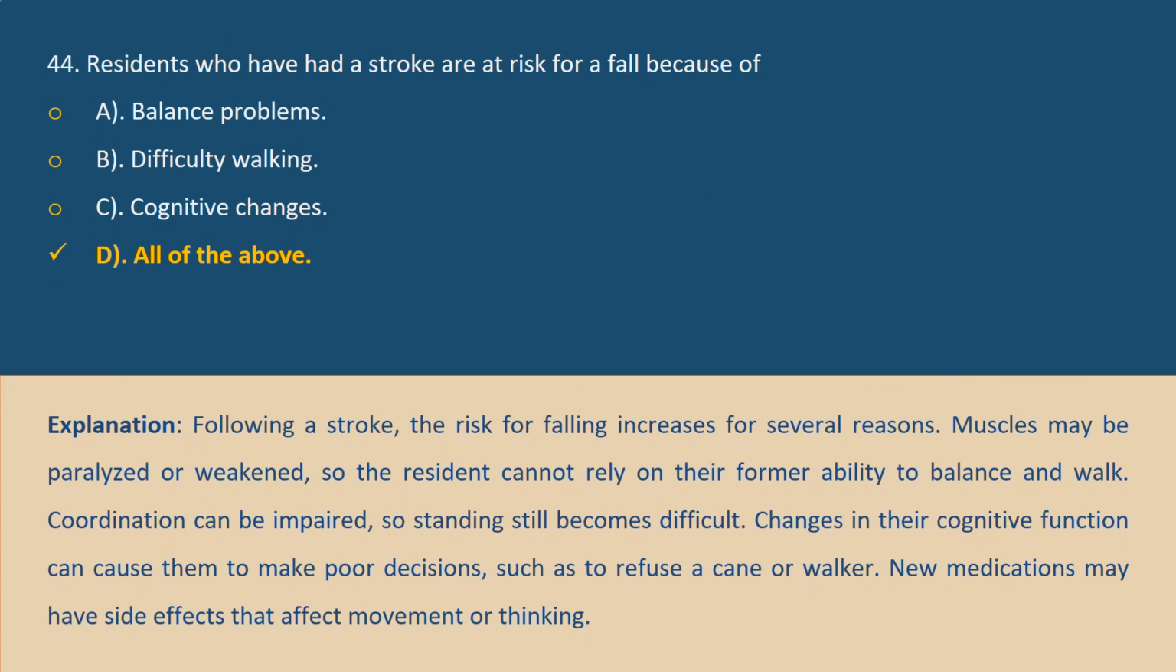Answer D. Explanation. Following a stroke, the risk for falling increases for several reasons. Muscles may be paralyzed or weakened, so the resident cannot rely on their former ability to balance and walk. Coordination can be impaired, so standing still becomes difficult. Changes in their cognitive function can cause them to make poor decisions, such as to refuse a cane or walker. New medications may have side effects that affect movement or thinking.